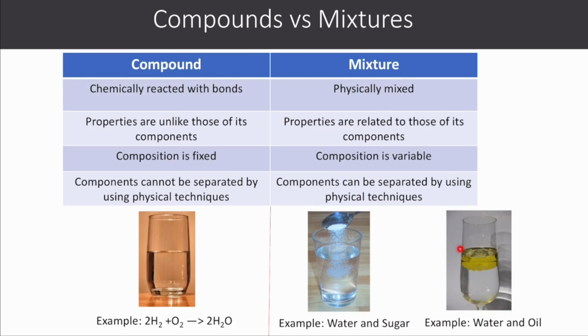They can also heterogeneously mix, like in the case of water and oil, where the difference in density makes oil sit on top of the water. These mixtures can also be separated by physical techniques, unlike compounds. For example, water and sugar can be separated by distillation, where you can boil out the water and be left with the sugar. And water and oil can be separated easily because of the difference in density. You get out the oil and then the water.